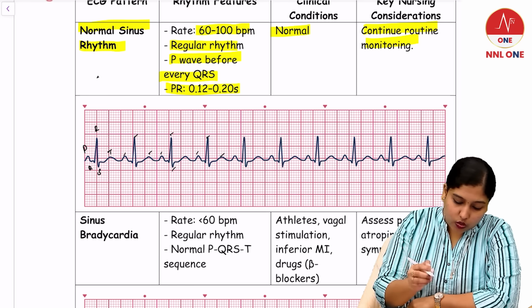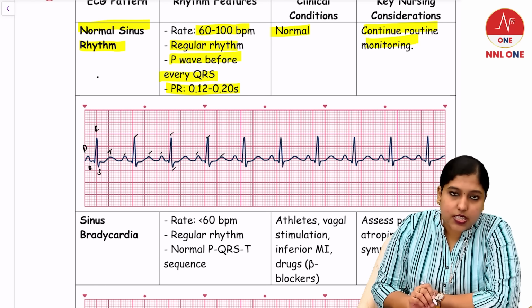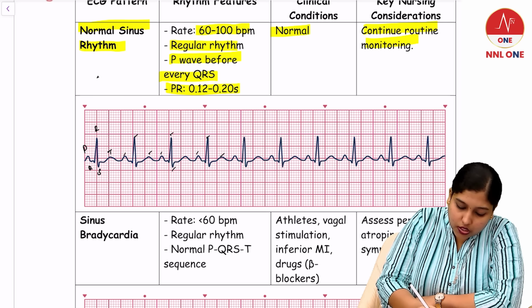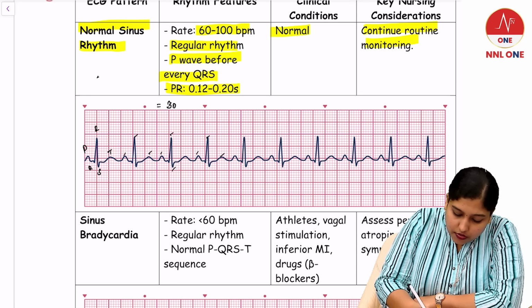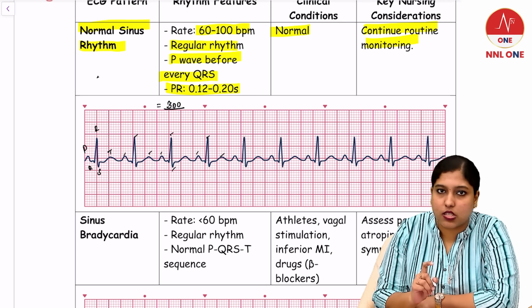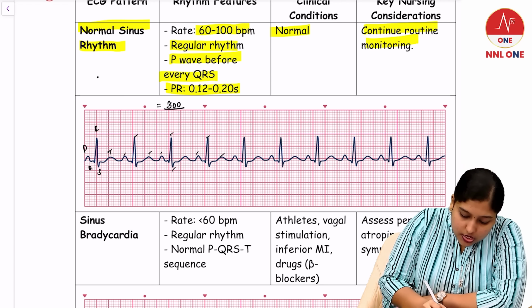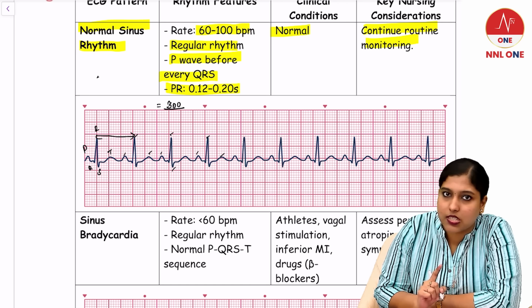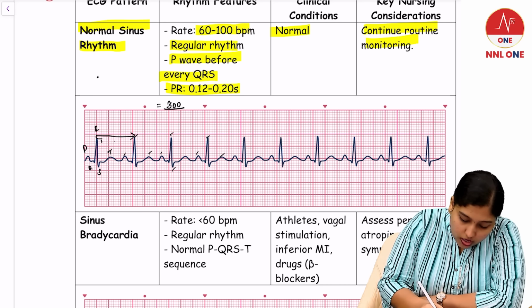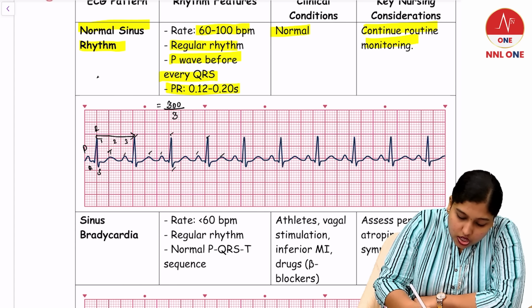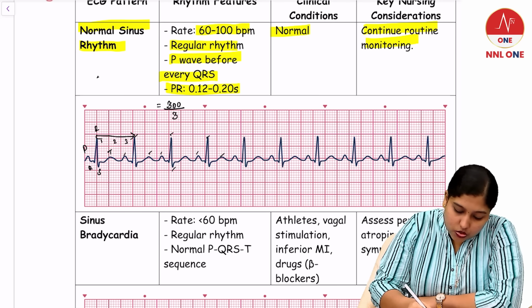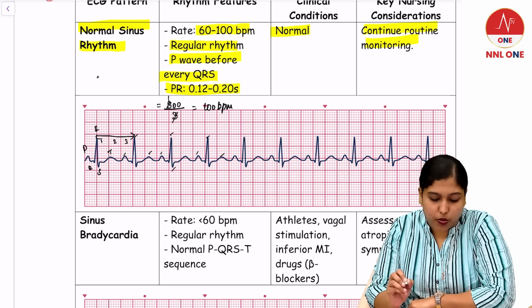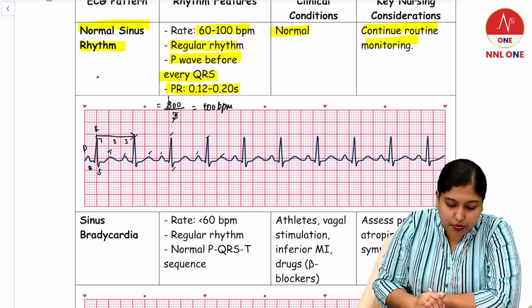Next we are going to calculate the heart rate of this ECG. I told you the best and easy method is the large square method. What is the formula for the large square method? It is 300 divided by the number of large boxes in one RR interval. Here this is one RR interval. Now we calculate the number of large boxes inside the one RR interval. This is 1, this is 2, and this is 3. So 300 divided by 3 is 100 beats per minute. The heart rate you have calculated is 100 beats per minute.